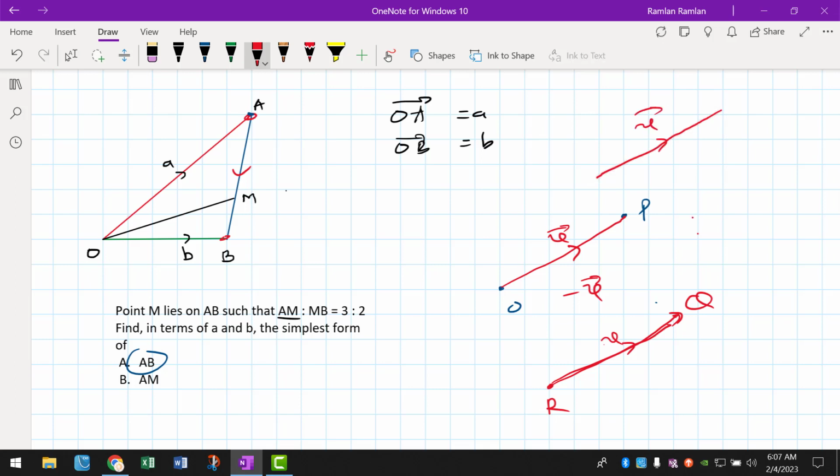Okay, and then if I go backward, I mean we have the same exact line, but it goes backward, it will be negative X. Okay, so that is the first concept.